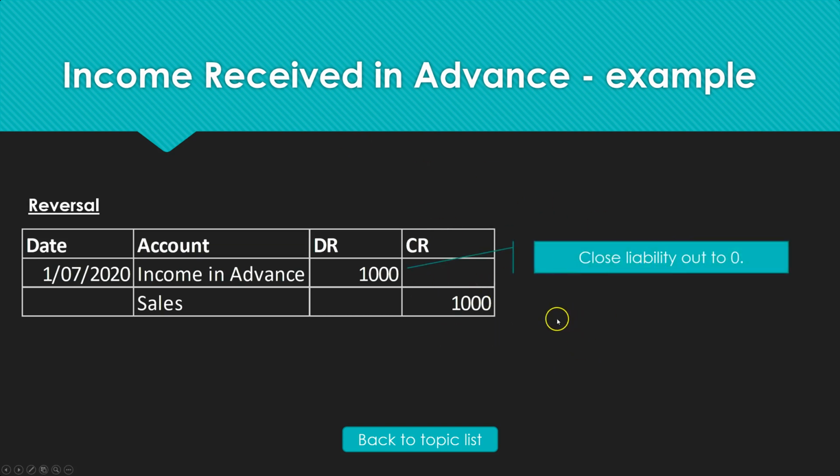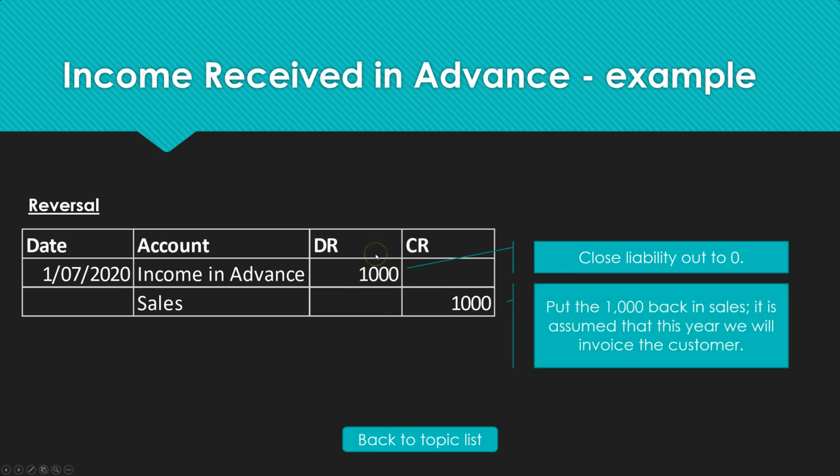But the reason, if you're interested in the reason, is we close the liability, the amount that we owe, out to 0, and we're going to put the $1,000 back in sales. We actually are making an assumption that we will do the work and we will invoice them. So we're just going to leave that in there for that point.